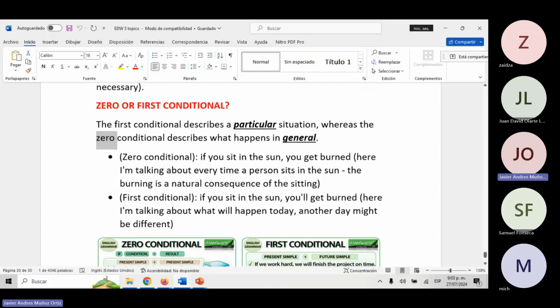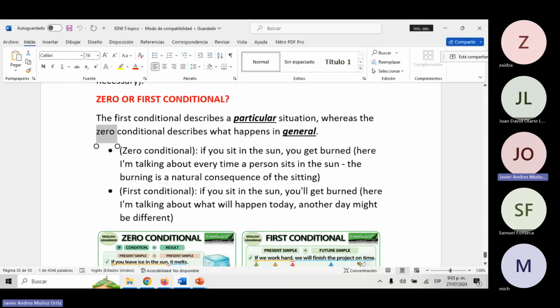So that's why we are going to use the probabilities to know what's going to happen in the future. Examples. Zero conditional. This is going to happen. This is going to be true for you, for me, for a Chinese person, for a British person, for a Brazilian person, and whatever. If you sit in the sun, you get burned. So every time a person sits in the sun, this person is going to be burned by the sun.